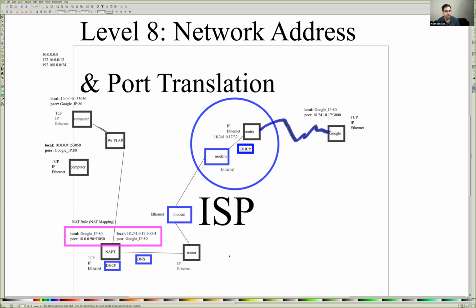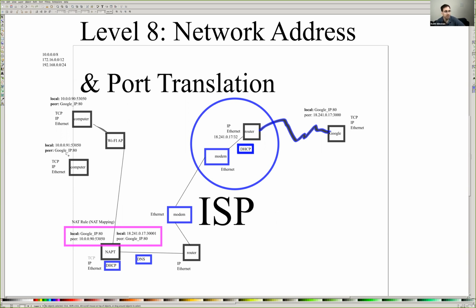Just routing between these two. Let's think about this. So this router, the routing table, there's an internal network here, 10.0.0, etc., and there's an external network here, 18.241.0.17. So it's possible that I have drawn this in the wrong place, because really the router is routing between the entire external world and the internal world here. Let me think about this for a second.